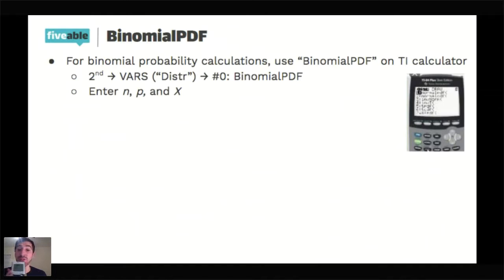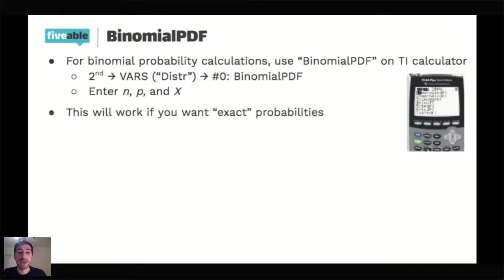In the situation we were just looking at with the 6 multiple choice questions, I put a 6 for trials, I put 0.2 for probability, and I put 2 for the number of X that I want. And it should work out to the exact same thing that I got earlier when I did all of the crazy coefficient stuff with 15 and 0.2 and all the squared. And so it will work if you want exact probabilities in this situation.